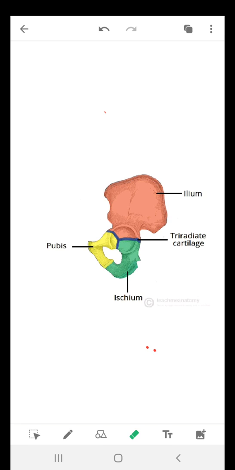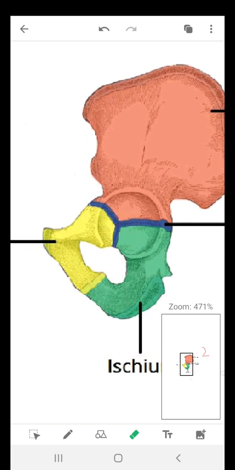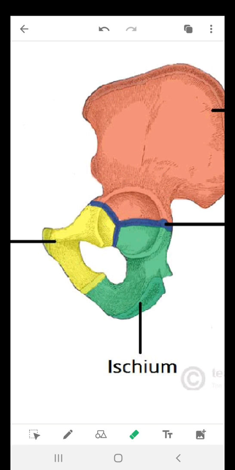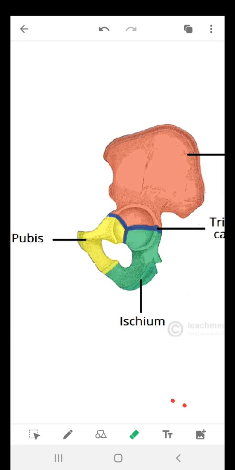So they bring their hands together, and in bringing their hands together, they form a ring. We are going to call that the acetabulum. Now, this acetabulum is formed as a result of the bonding together of the three different parts of the pelvic bone.